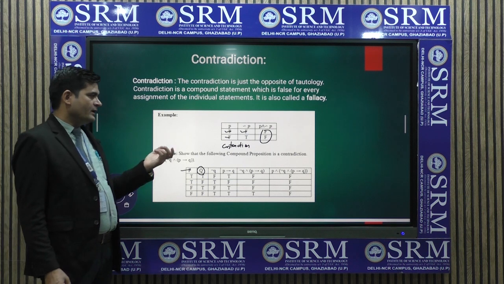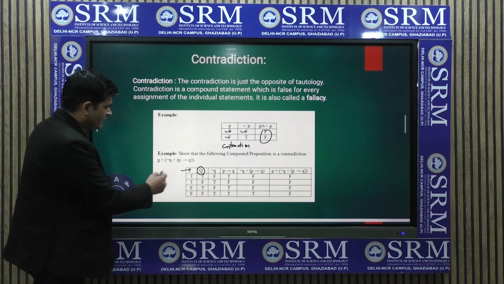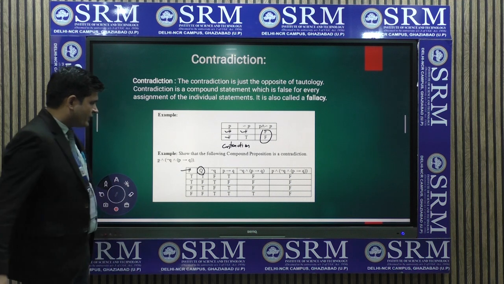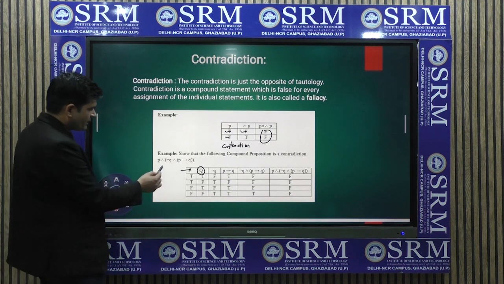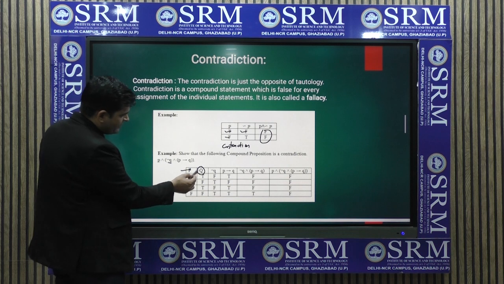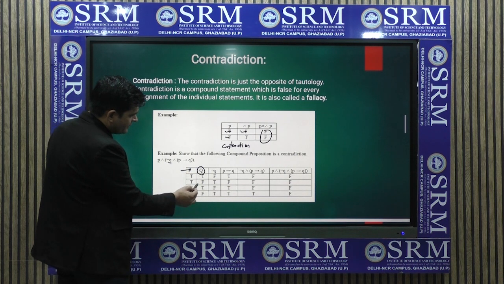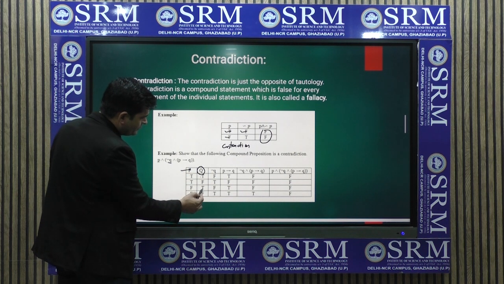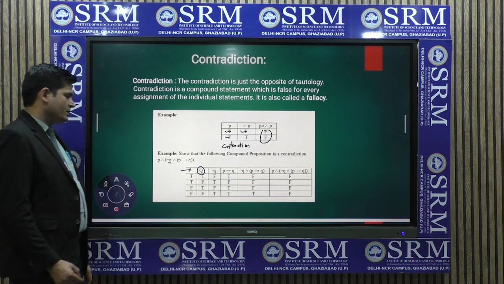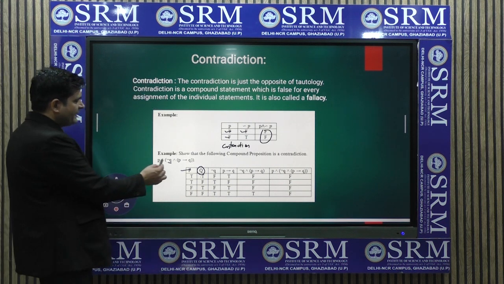For these four assignments, I will find out the truth values of the compound statement. First I will find negation Q. So this is my Q. What is my negation Q? True becomes false, false becomes true, true becomes false, and false becomes true. Then I will find out P conditional Q.